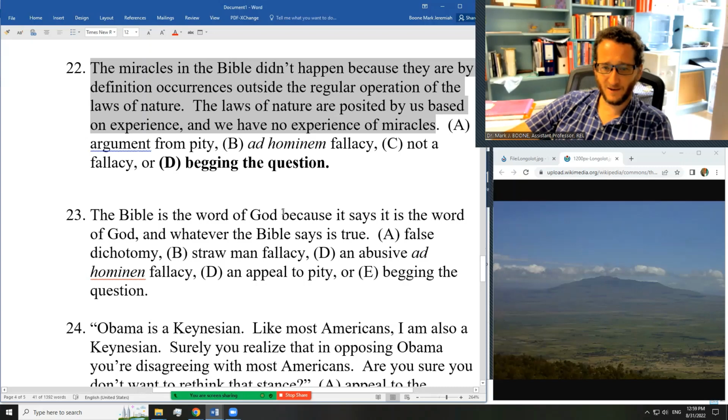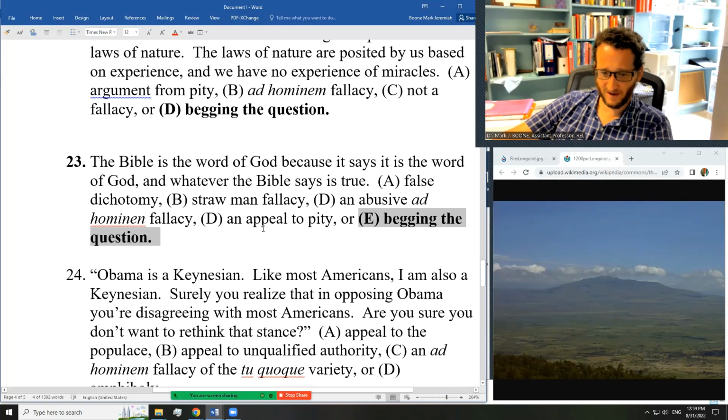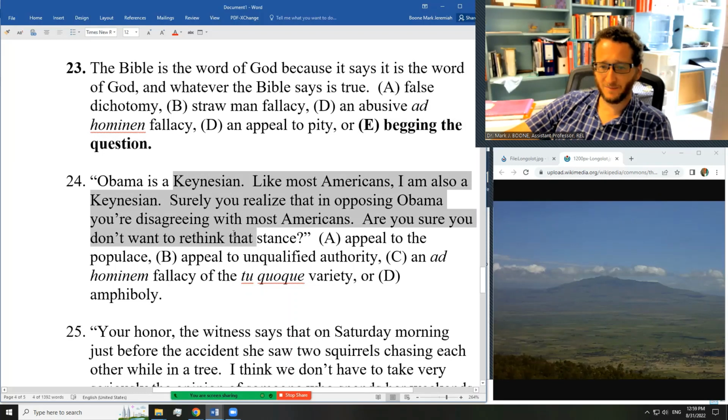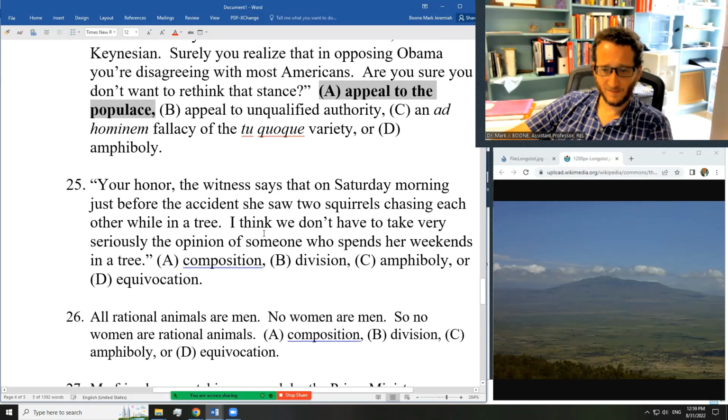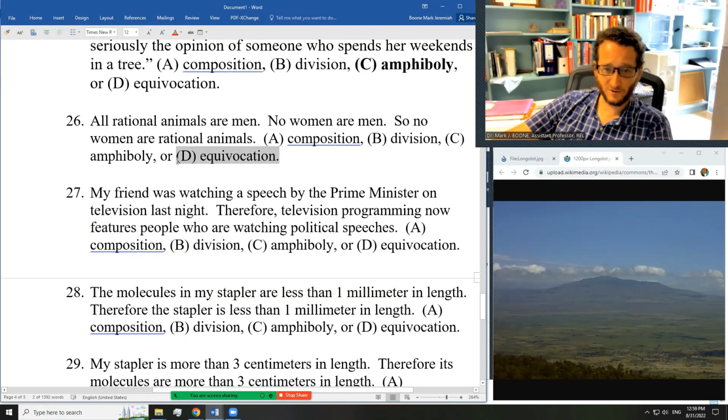This argument sure appears to be another begging the question fallacy. Here's that argument I'm borrowing from, I think, Chris Matthews in 2008 or so. Appeal to the people, ad populum. I already went over this. This is an amphiboly, number 25. Already went over this in an earlier video, number 26, equivocation, number 27. Ha, another very silly amphiboly.